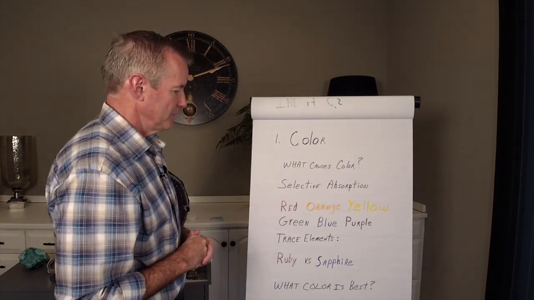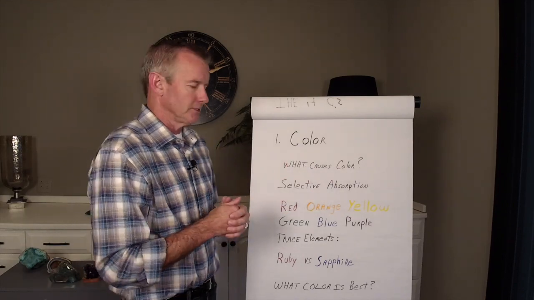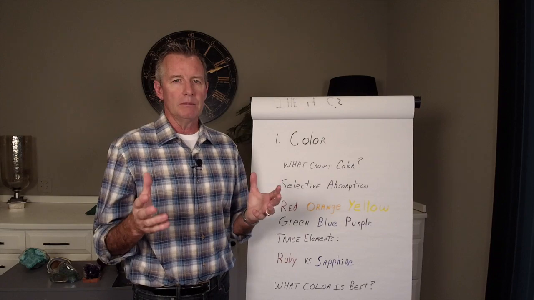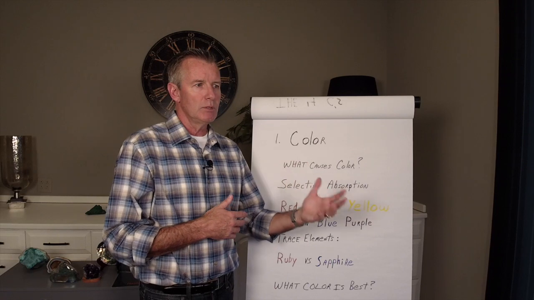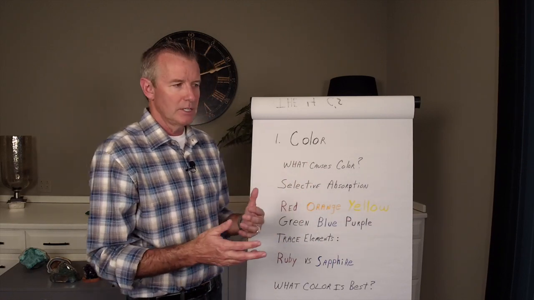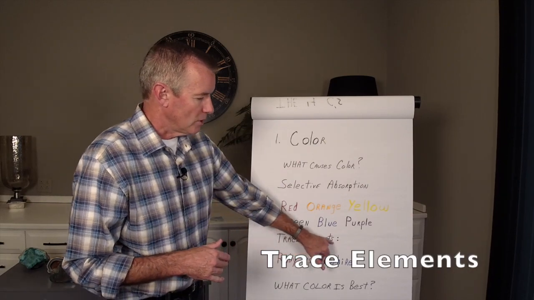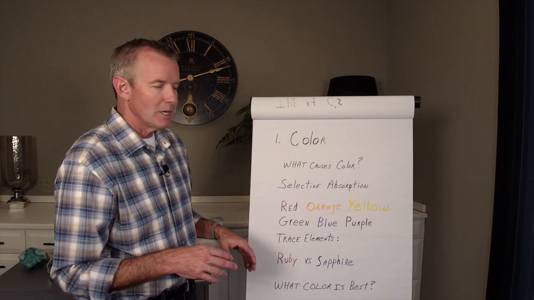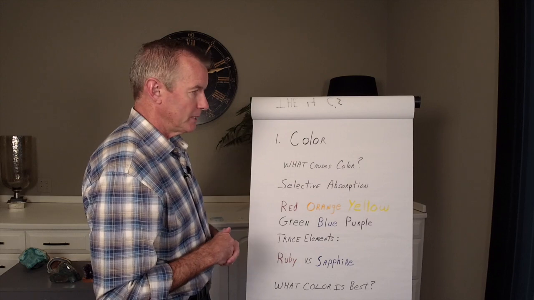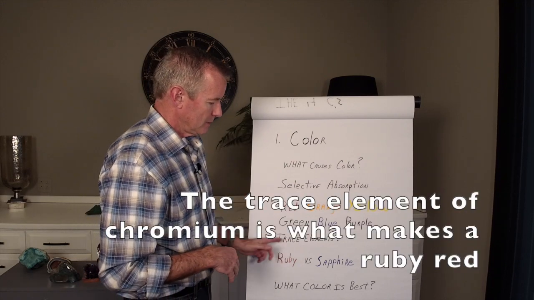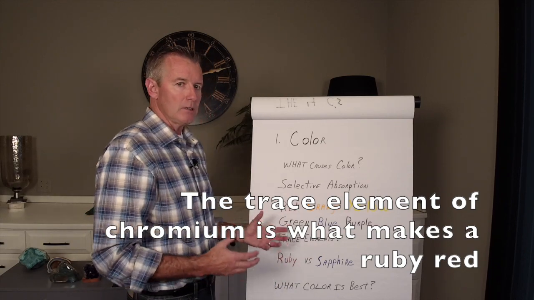I'll give you a great example of this. If you think of pure corundum, corundum is what gives us rubies and sapphires. Pure corundum would actually be colorless. So why do we see blue or green or yellow sapphires and then rubies that are red? Well, basically, it has to do with what's called trace elements. Almost every gemstone will have certain trace elements within the stone. In the case of a ruby, the most prominent trace element is chromium. If you didn't have chromium, you wouldn't see that red color of a ruby.